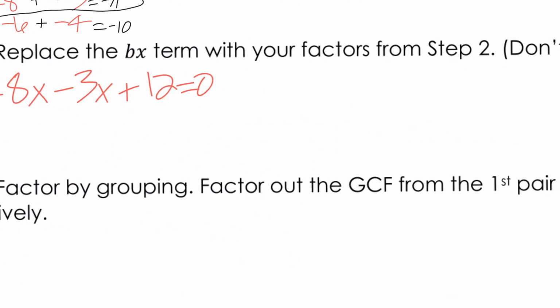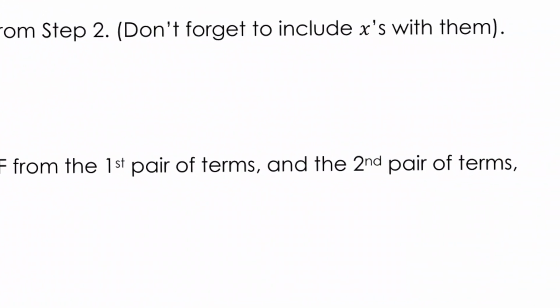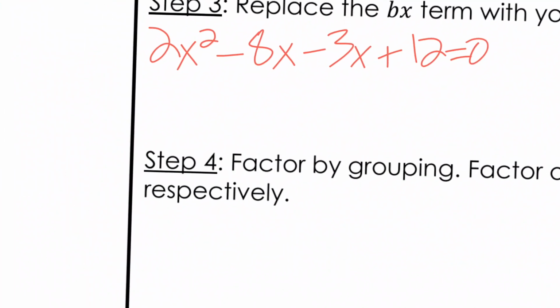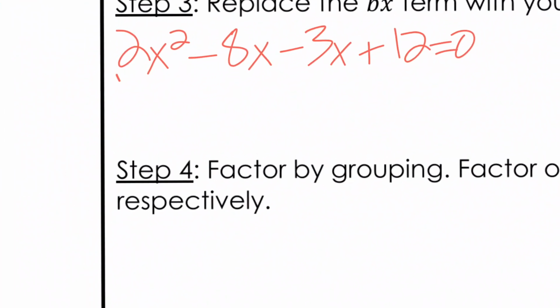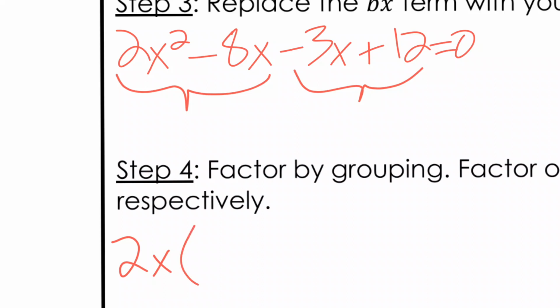I wrote factor out the GCF. GCF stands for greatest common factor, from the first pair of terms and the second pair of terms respectively. So that looks like this. We're going to look at the first pair of terms and the second pair of terms. What's common between 2x squared minus 8x? Meaning, what can they both be divided by? They're both even numbers, they can both be divided by a 2, and they both have an x in common. So the GCF between those two is 2x.